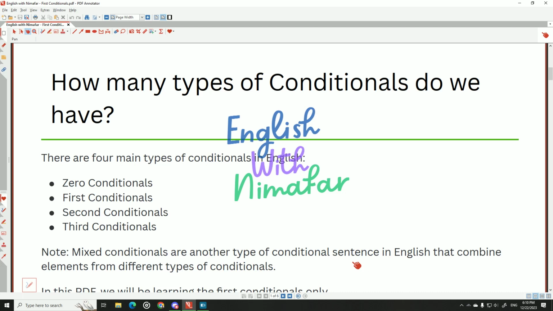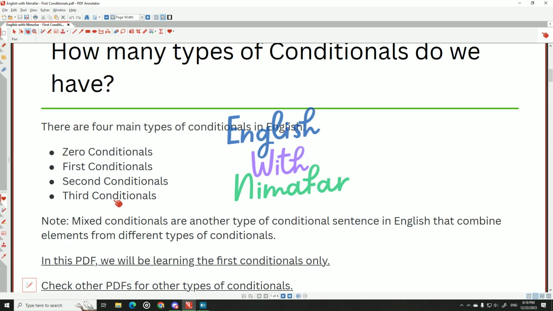Some books say that we have 2 types of mixed conditionals, which is, for example, second and first, second and third, or third and second. But many books, which I believe that's much better, say that we have 1 mixed conditional, then we can replace the clauses. So 0, first, second, third.